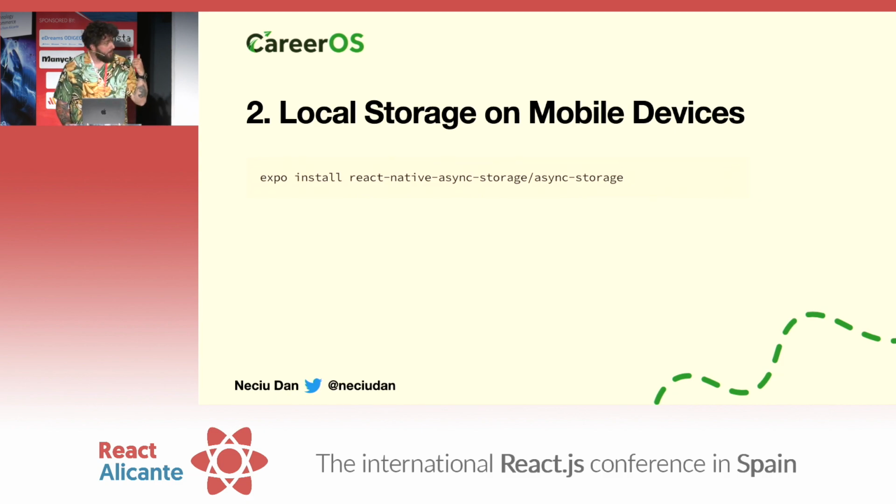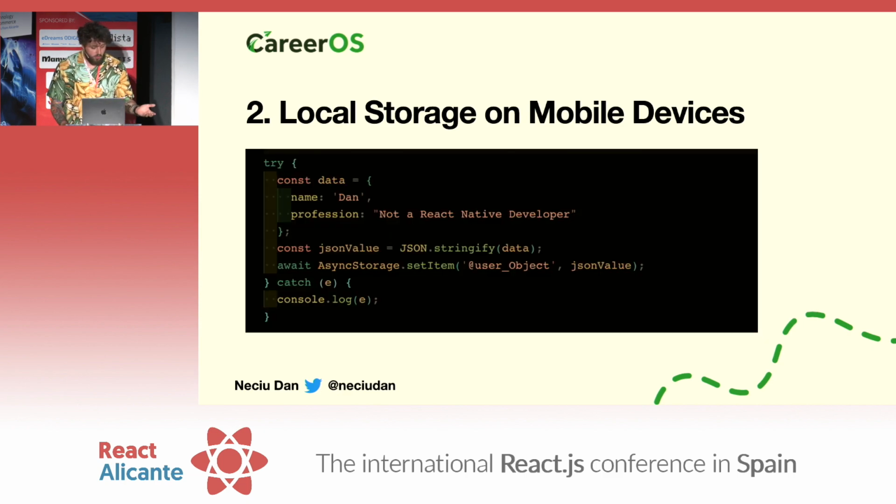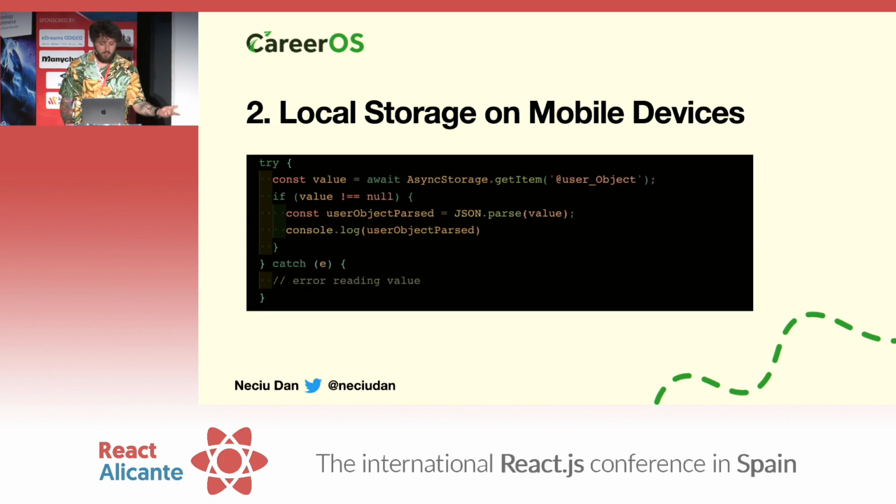Fun fact, this package is so good, it's actually the recommendation of the React Native team to use instead of their own async storage implementation. So once you install it, you can pretty much use it the same way you would use local storage. So you stringify an object here named Dan, who is clearly not a React Native developer, and set the value to the async storage.